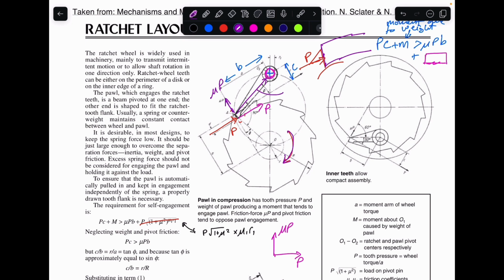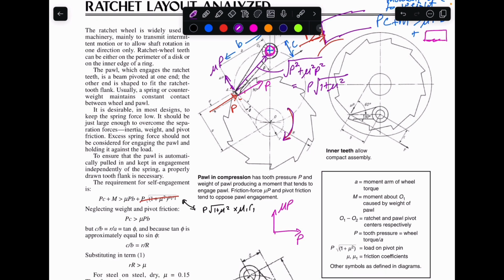So of course this force would be what? P squared plus mu squared P squared. That's the reaction. So this is really P times the square root of 1 plus mu squared. So that is the force. So we have now on this circle here, we could just draw that force on the side here.